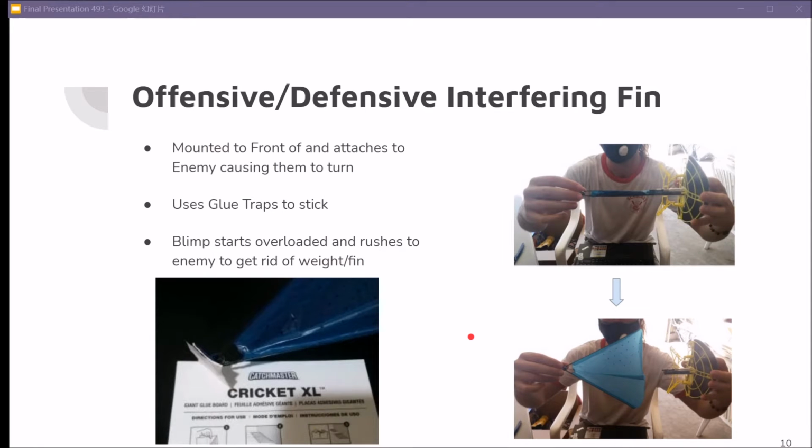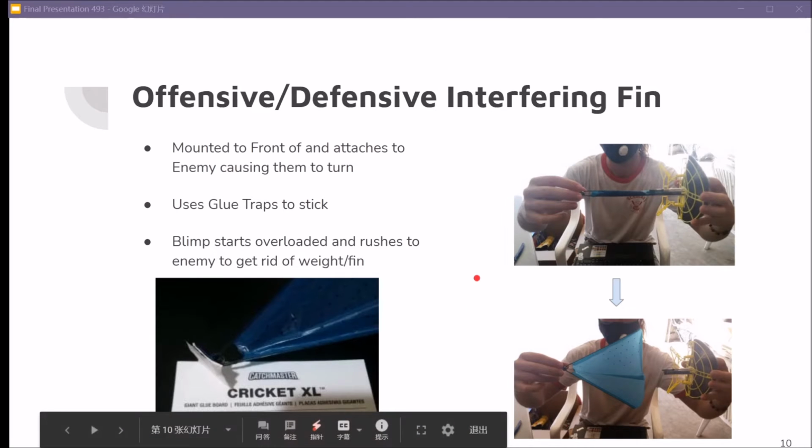While the fin contraption is only 1.5 grams, our tests show the weight is small enough to not cause too much buoyancy change. We currently have the blimps be neutrally buoyant without attachment, such that the blimp can rush to the enemy while overloaded, attach the fin, and then be neutrally buoyant for the rest of the game. Currently, the interfering fin is released passively by colliding with an enemy blimp and jerking away.